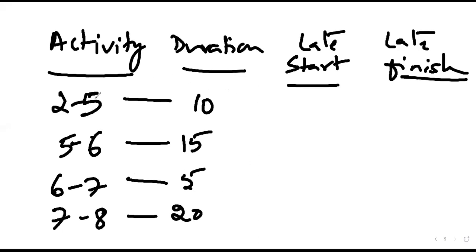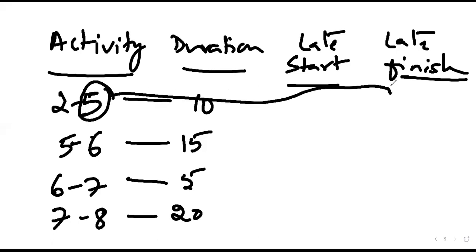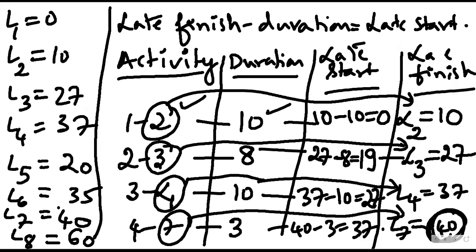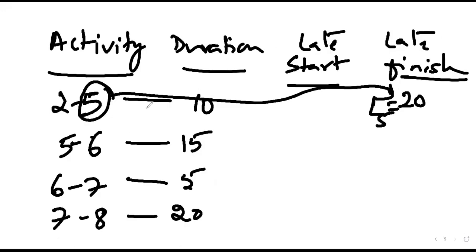So what will be the latest finish for this activity? 20, because L5 is equal to 20. Yes. What about the next one? L6, 35. Latest start? 10, because 20 minus 10 will be the calculation. This is 10.